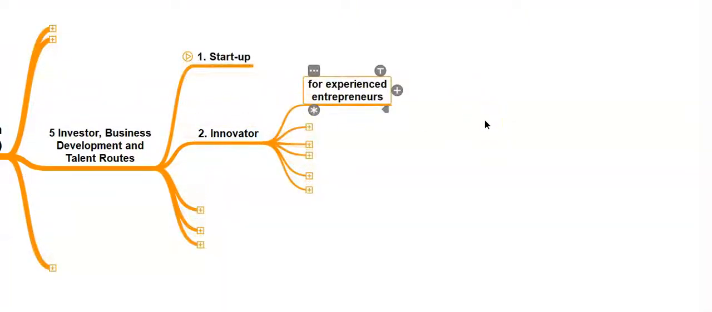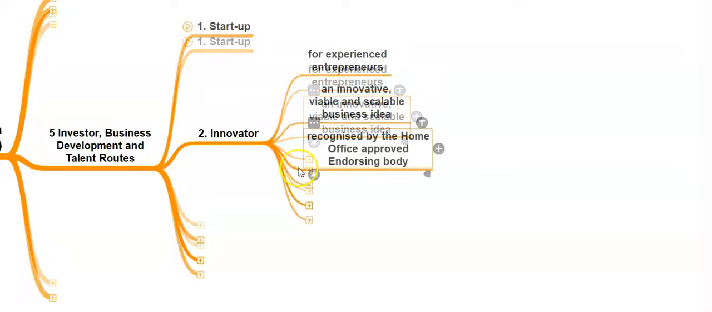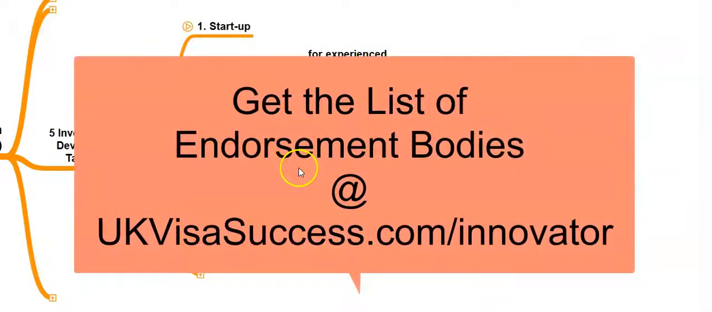First of all, similar to the startup category, you will need to prove that you have an innovative, viable and scalable business idea, and the Home Office approved endorsing body will need to agree with you on that. So they will need to accept that your idea is innovative, viable and scalable.